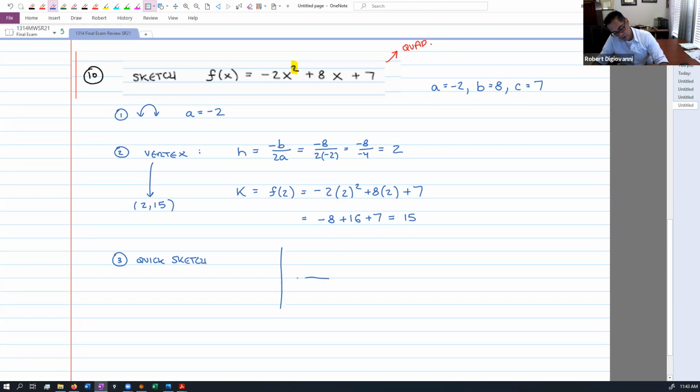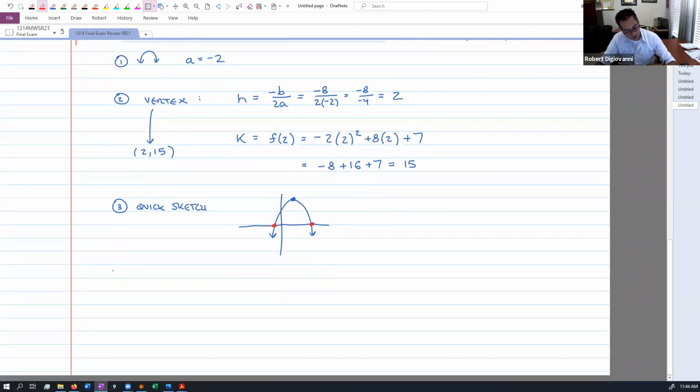So I'm going to do a real quick sketch of this. (2, 15) means I go to the right and up. So to the right and up, I have a vertex here, and it opens down, which means I know that's my highest point. And that means I'm going to have 2 X-intercepts. And that means I need to do step 4. So step 4 is the X-intercepts.